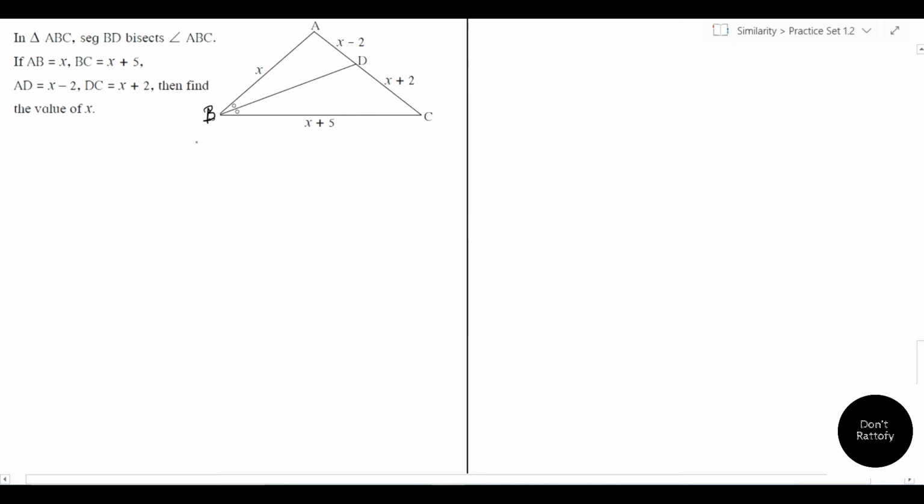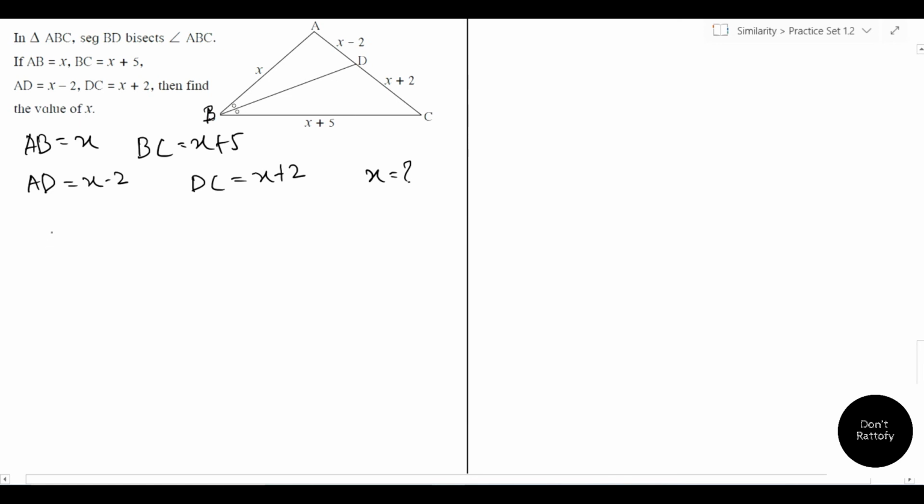So in triangle ABC, segment BD is the bisector of angle ABC. Let's write it down. AB is equal to x. BC is equal to x plus 5. AD is equal to x minus 2. And DC is equal to x plus 2. We have to find the value of x. We don't know the value of x, so we have to find it.